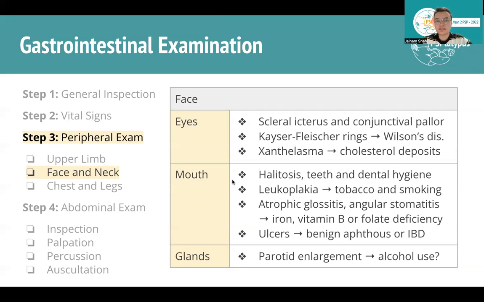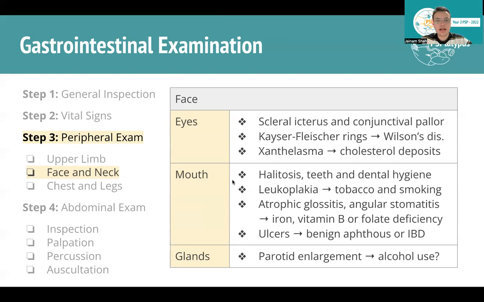In the mouth, general things like halitosis, teeth, and dental hygiene, we discussed why this is very important with infective endocarditis, but it can be a predisposing factor for things like ulcers in the mouth. Leukoplakia is this really white and scrapey texture to the tongue, that can be a sign of tobacco overuse or smoking. Atrophic glossitis is where the taste buds atrophy off. So you have this shiny, smooth tongue.